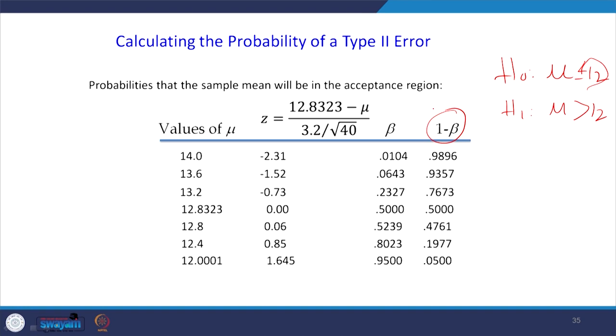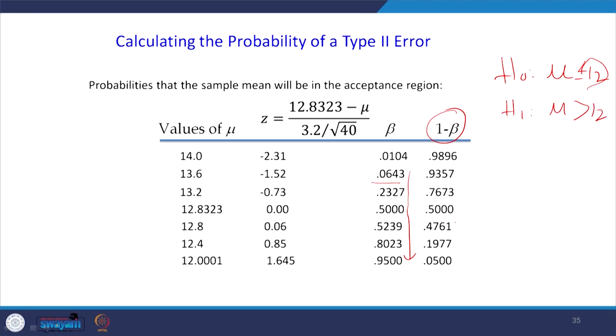Now instead of 14, if I make 13, again the z value is minus 1.52. So, the corresponding beta value is 0.64. You see that when the value is becoming closer to 12, what is happening? You see that the value of beta is increasing. Whenever the value of beta is increasing, the power of test is decreasing.